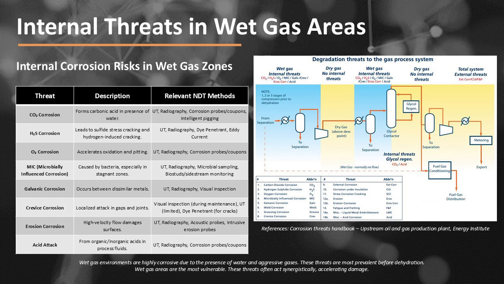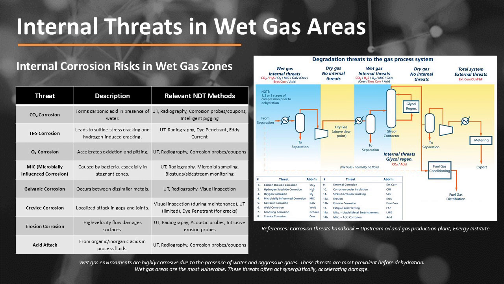Number 6 is crevice corrosion threat, localized attack in gaps and joints. Relevant NDT methods to detect crevice corrosion: visual inspection during maintenance, ultrasonic thickness test or UT might be limited, and dye penetrant for cracks. Number 7 is erosion corrosion threat, high velocity flow damages surfaces. Relevant NDT methods to detect erosion corrosion: ultrasonic thickness test or UT, radiography, acoustic probes, intrusive erosion probes.